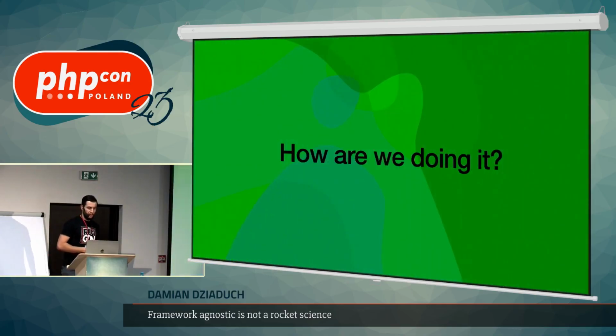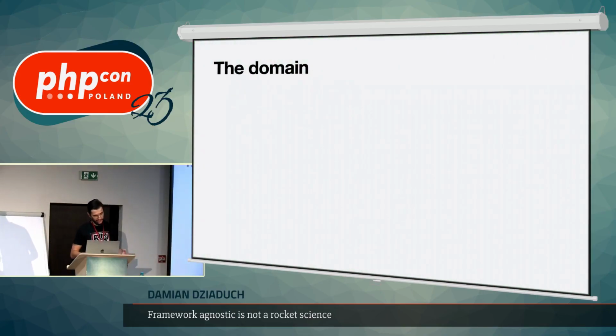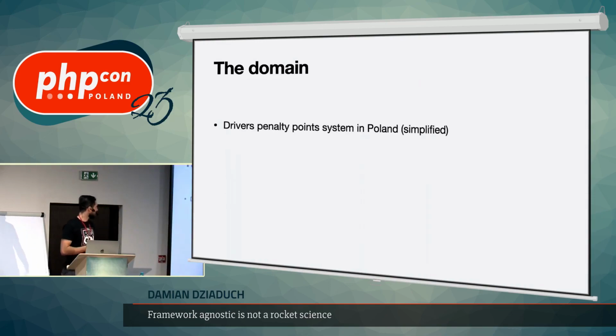Okay, so now, this is the last part of my presentation, but it's the longest, because now I want to show you how we are doing it. But before I jump to code, I want to first talk, of course, about the domain. In this sample application that I want to show, there is a driver's penalty point system in Poland. I think many of you might be familiar because a lot of people drive by car here or they have a driving license.